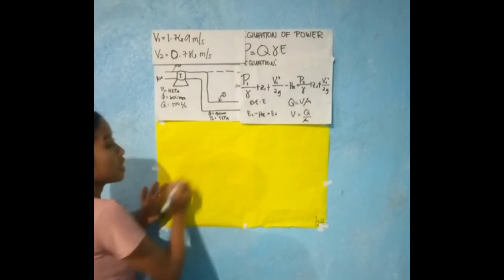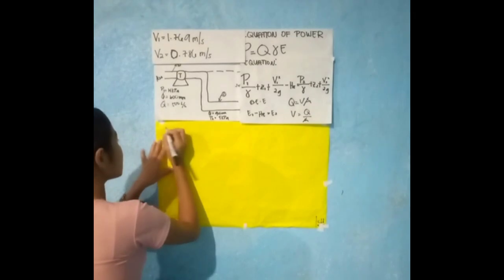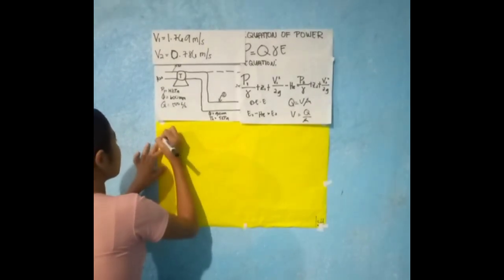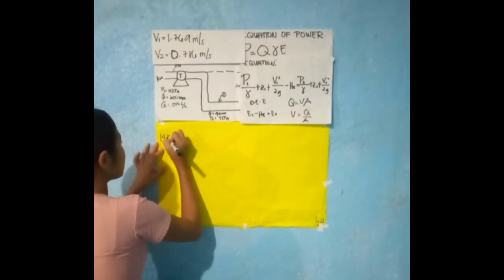Our pressure 1 here, our pressure 1 is equals to 14 kilopascal.